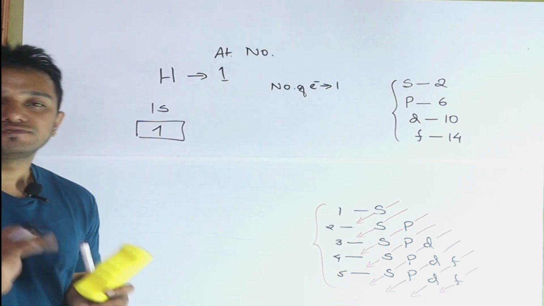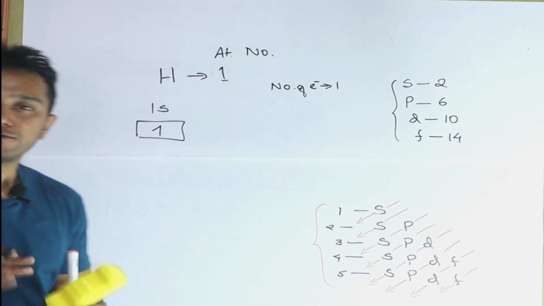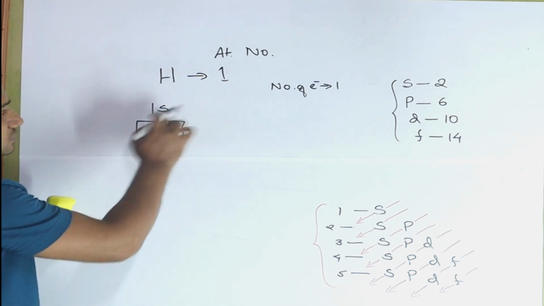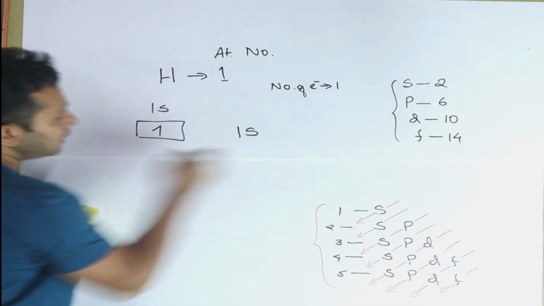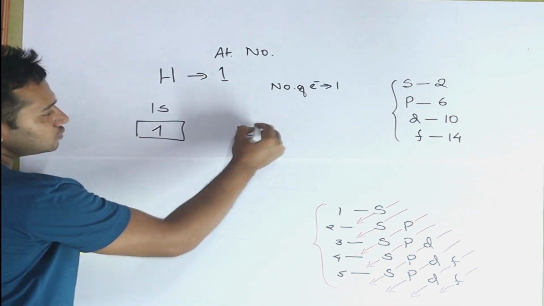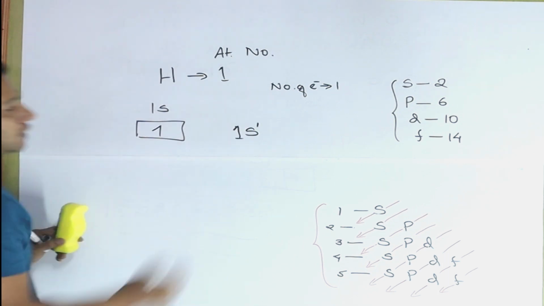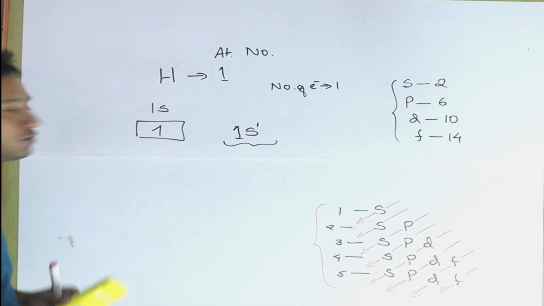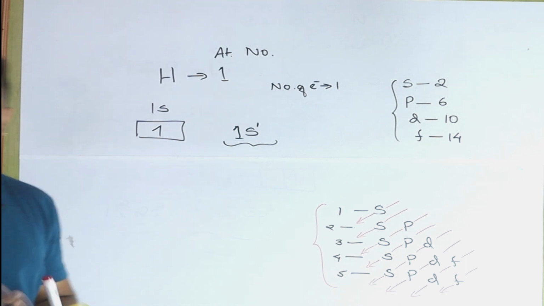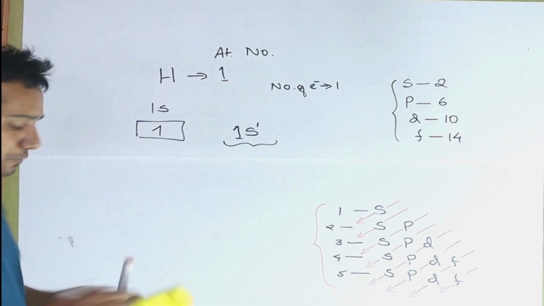Now if I'm supposed to write the electronic configuration, how will I write it? Since this is 1s, I will write 1s. How many electrons are here? 1. So 1s1. This is the electronic configuration of hydrogen. Now we'll go for atomic number 2.